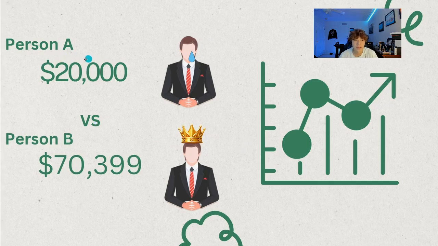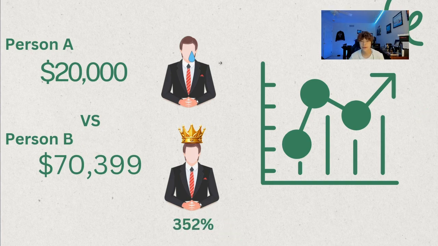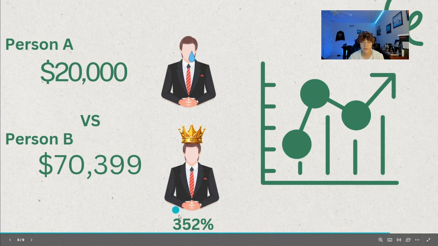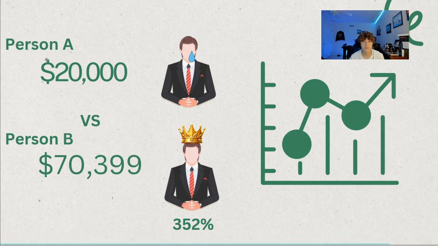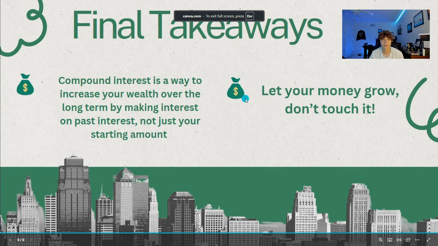Person A made $20,000 over the 40-year period, while person B made $70,399. You can clearly see person B won our little imaginary competition by a very, very significant amount, making 352% more than person A by doing the very simple thing of not doing anything, just letting his money grow and not deducting it after each 1-year period.